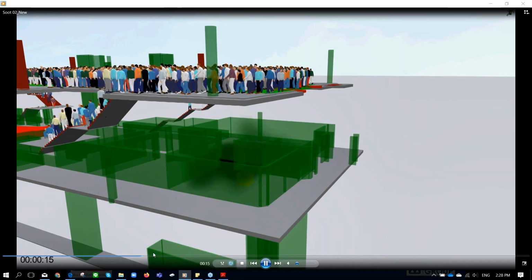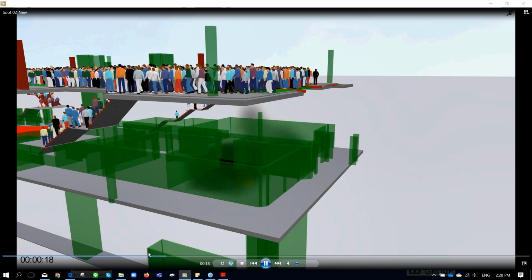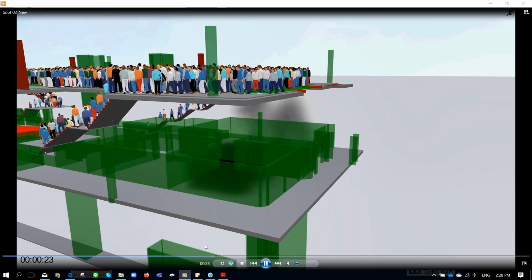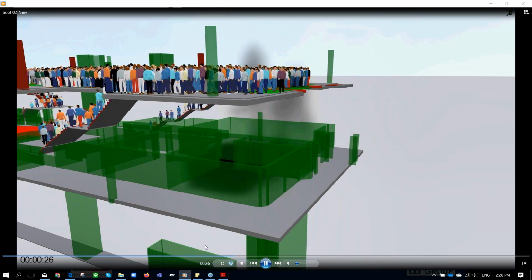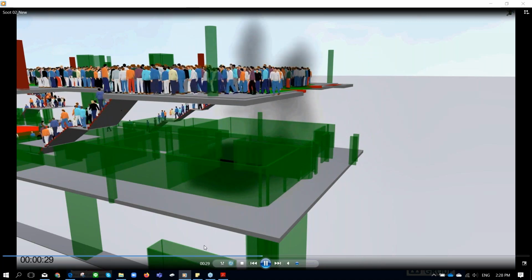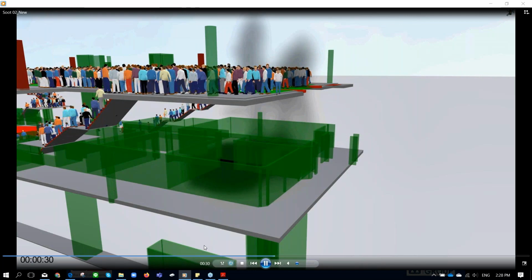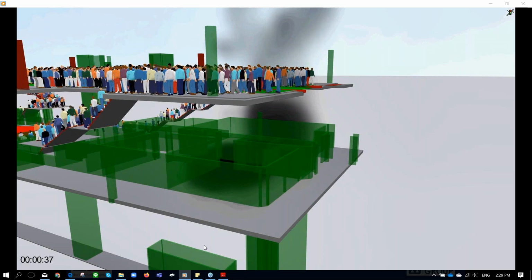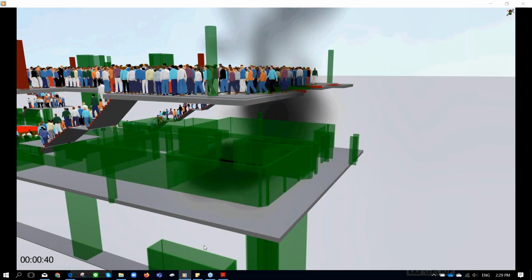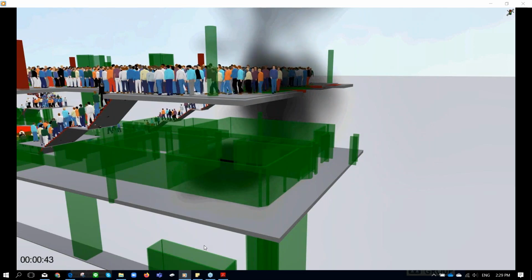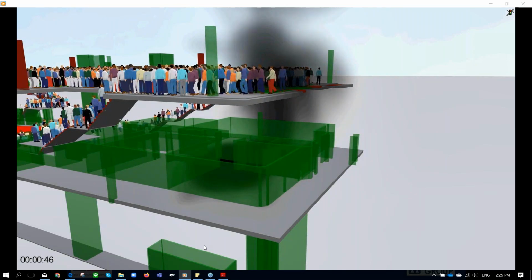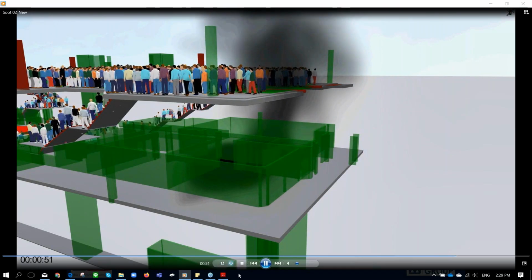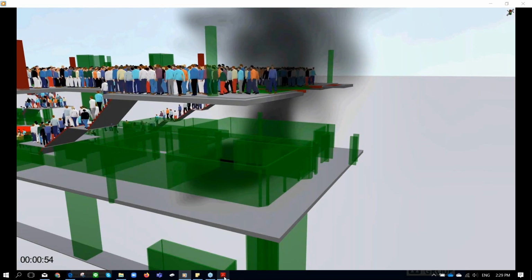Okay, so I think this one would be a very useful tool for simulation, because it could use very accurate engineering data from the design, since it's designed in BIM, and at the same time it could combine FDS fire dynamic simulation results together with the pedestrian simulation. So it would be a very good tool for safety.